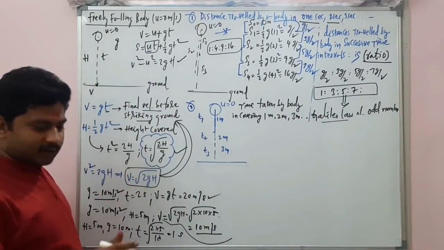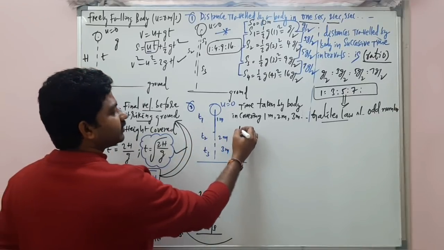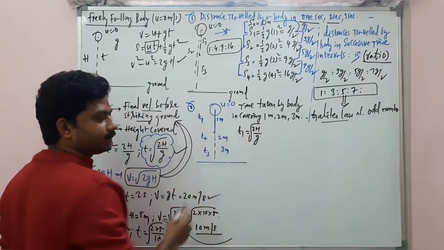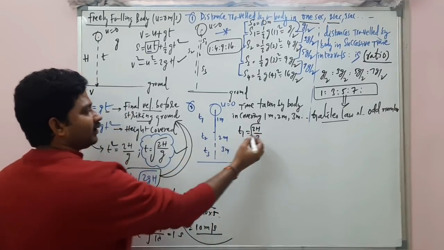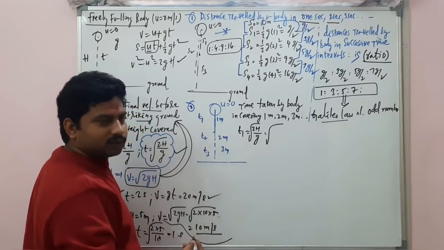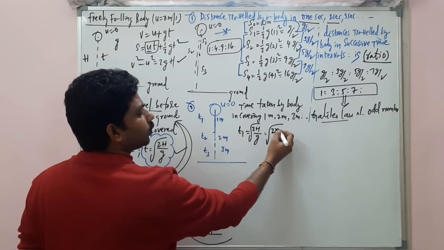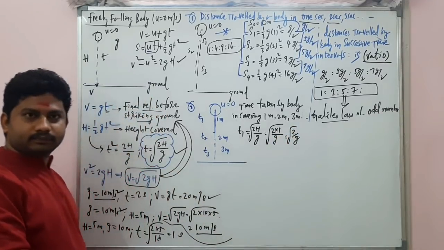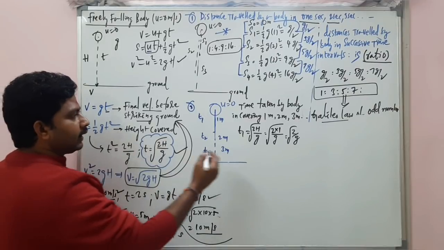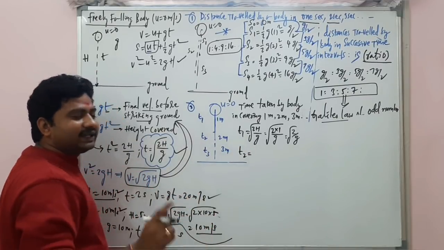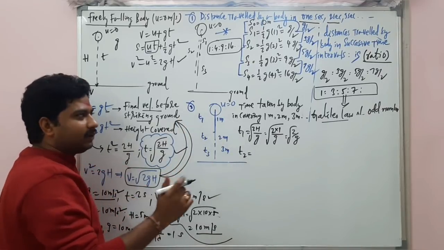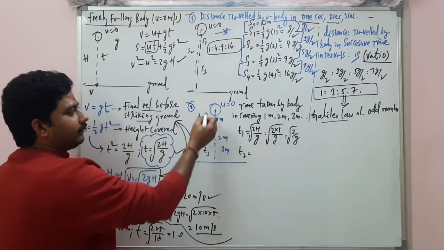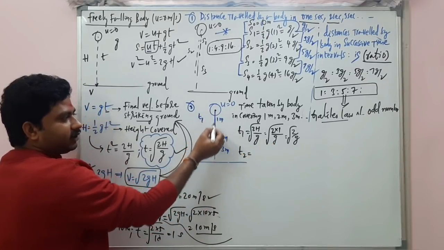Now, T1. What is T1? Square root of 2h by g, which is square root of 2 into 1 by g. So this is root 2 by g. That's T1. The time taken by the body in covering 1 meter is T1, that we got. Now the time taken in covering 2 meters, from here to here.